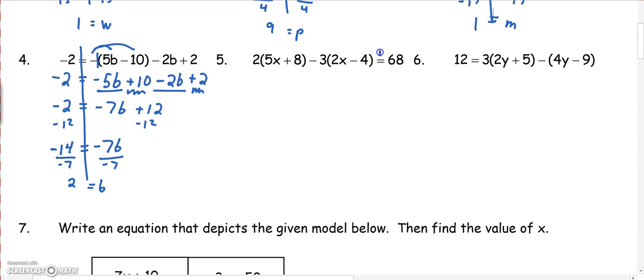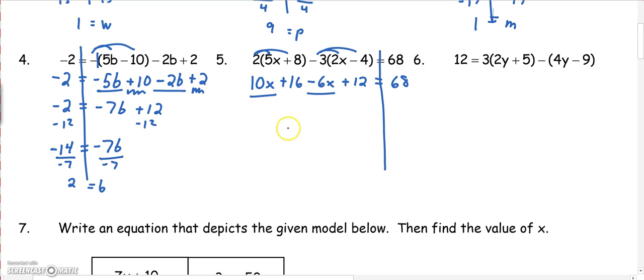Number 5, there's two sets of parentheses, so I'm going to distribute twice. The first set of parentheses, I distribute a 2. The second set of parentheses, I distribute a negative 3. So we have 10x plus 16 minus 6x plus 12 equals 68. So I'm going to combine like terms. 10x and negative 6x gets me 4x. 16 and 12 gets me plus 28 equals 68.